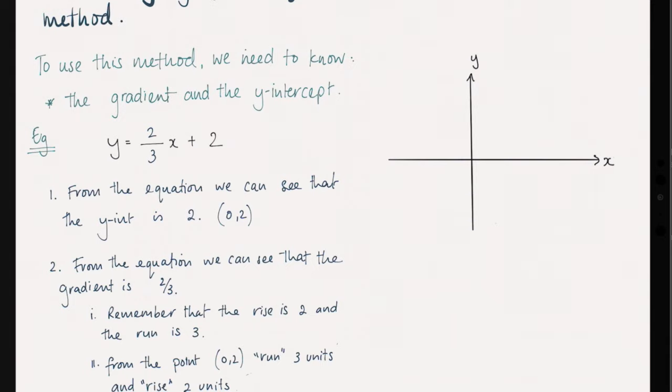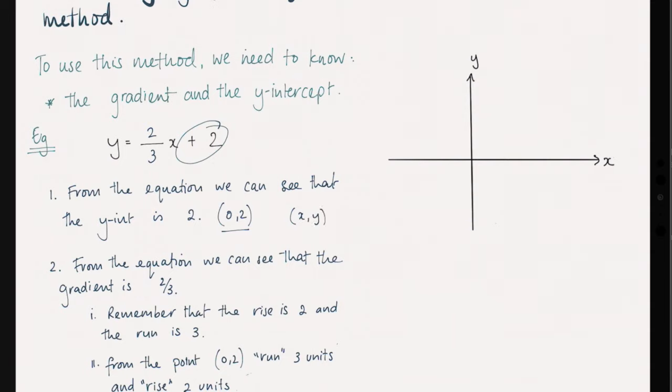So from the equation, if we're following down where I've written 1, 2, and some other points, we can see that the y-intercept is at 2. So looking at this equation, we can see here that the y-intercept is positive 2. Therefore, we write the coordinate as 0, 2, remembering that it's x first and then y.